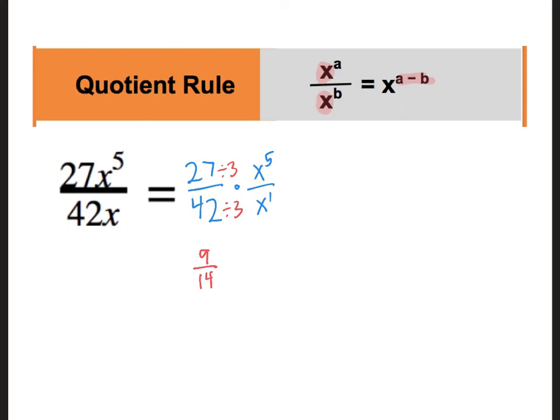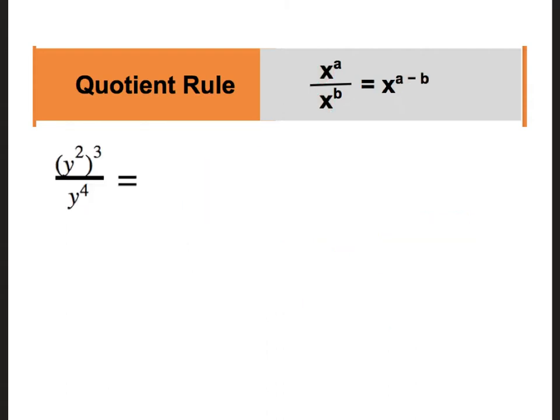Now for the part we haven't taken care of yet, my x to the 5th divided by x. We are going to simplify that. When I do that, we're going to do x to the power of 5 minus 1. Again, because they're both x's, I know I can just subtract my exponents. You're subtracting the bottom one from the top one. When I do that, we get 9 over 14, and then x, 5 minus 1 gives me 4. Now that 4 is positive, so really this x to the 4th is on top with your 9. So I would write my final answer as 9x to the 4th divided by 14.